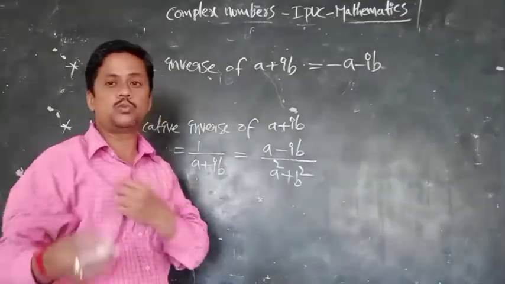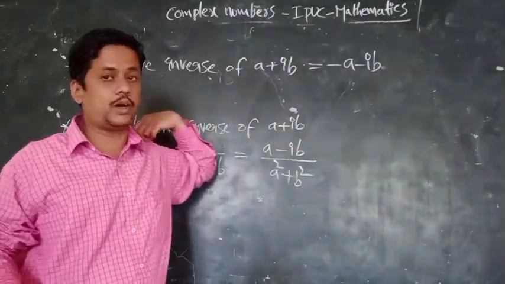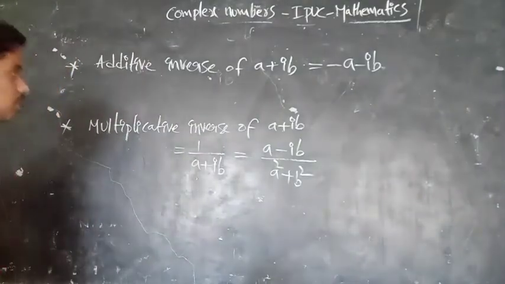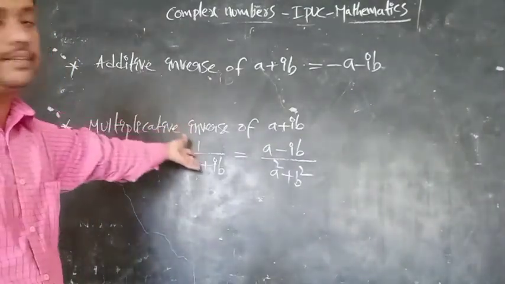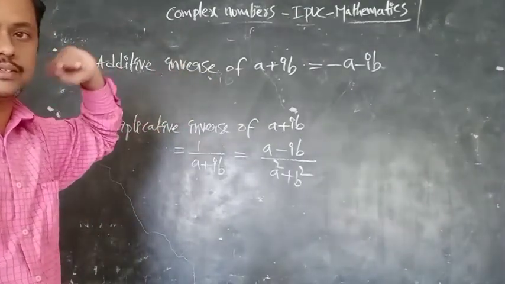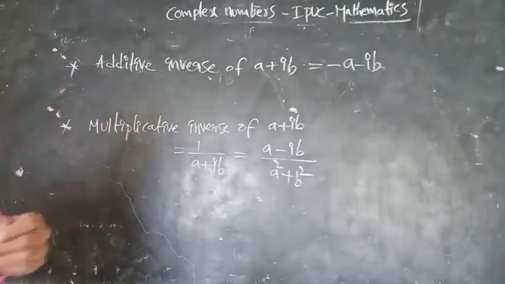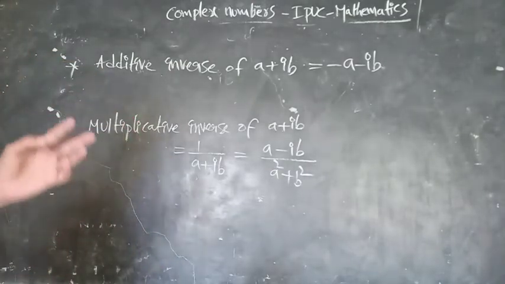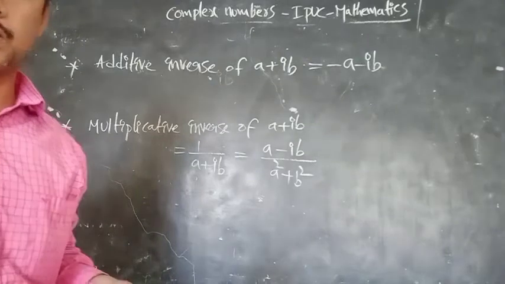So these two formulas are very important. They may ask for 2 marks or 1 mark. Very important questions, don't neglect. So multiplicative inverse like this, additive inverse like this. These are the two formulas. So let us discuss some problems.